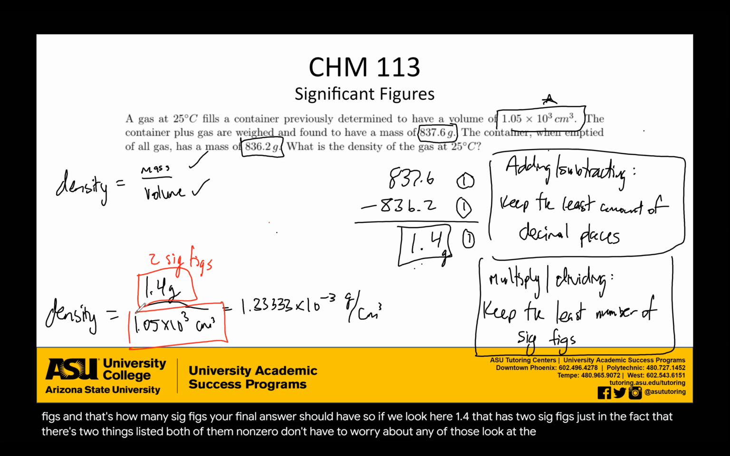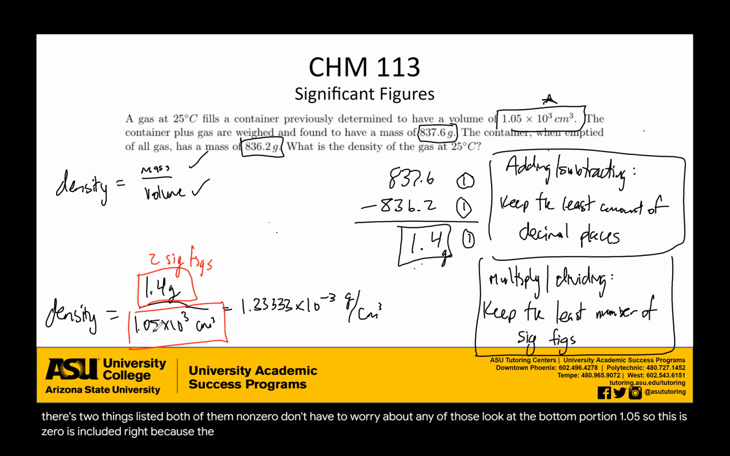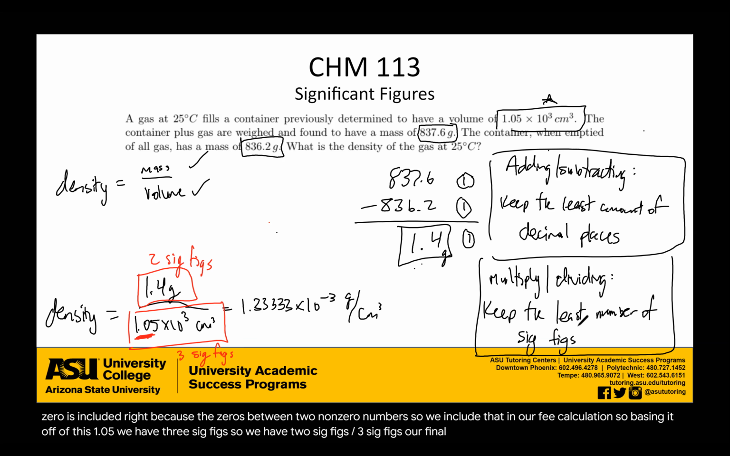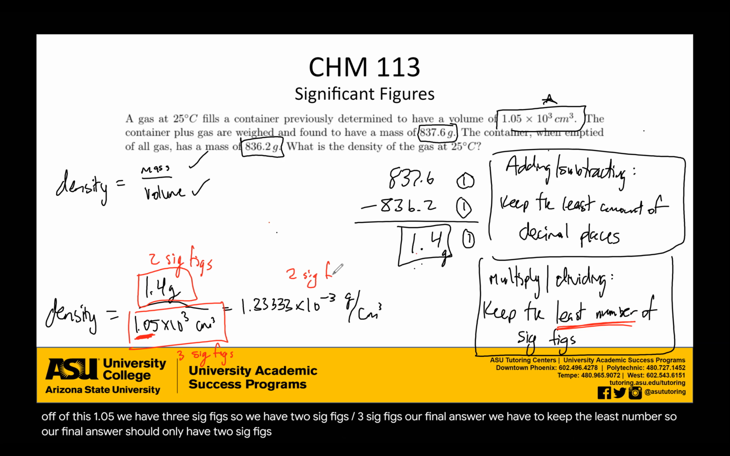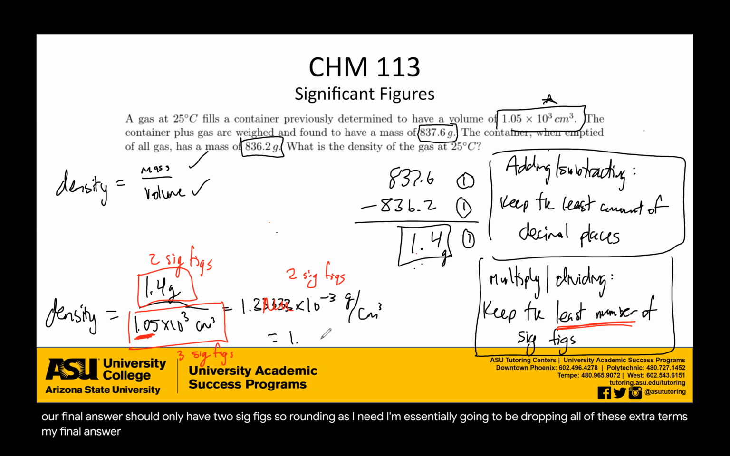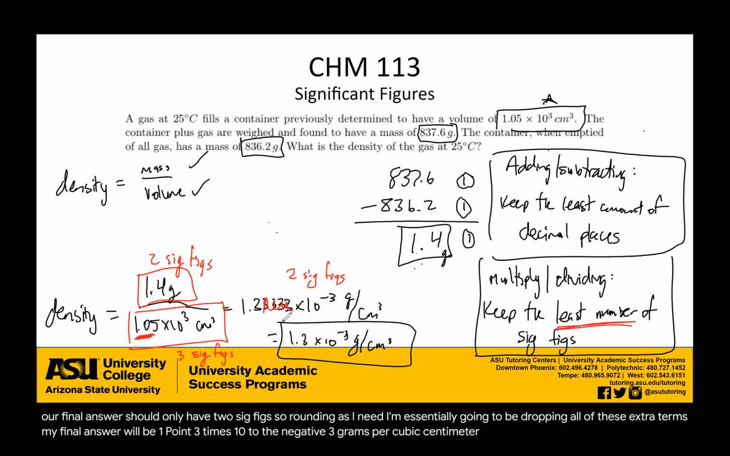If you look at the bottom portion, 1.05, so this 0 is included, right? Because the 0 is between 2 non-zero numbers. So we include that in our sig fig calculation. So basing it off of this 1.05, we have 3 sig figs. So we have 2 sig figs divided by 3 sig figs. Our final answer, we have to keep the least number. So our final answer should only have 2 sig figs. So rounding as I need, I'm essentially going to be dropping all of these extra terms. My final answer will be 1.3 times 10 to the negative 3 grams per cubic centimeter. We only have 2 sig figs.